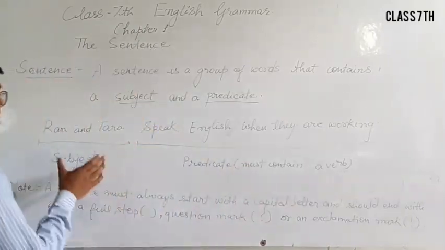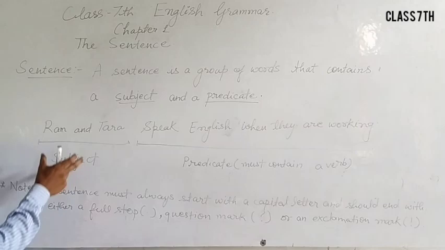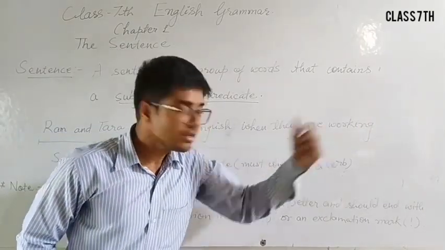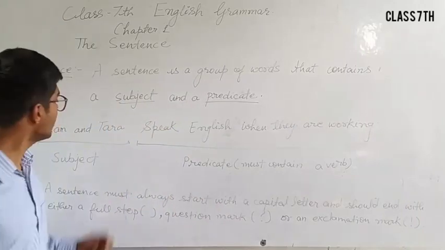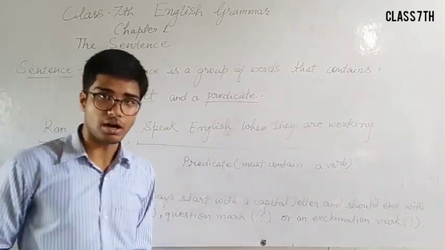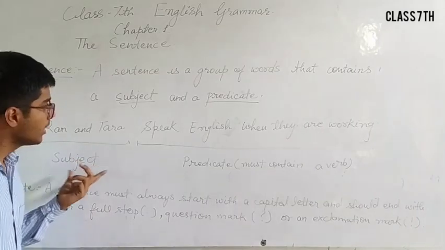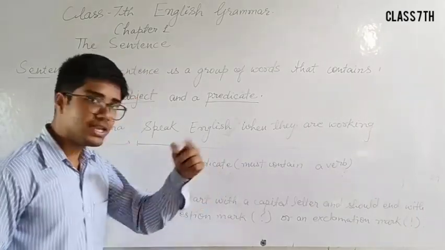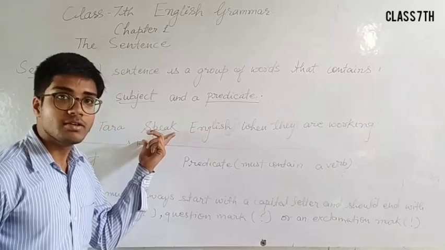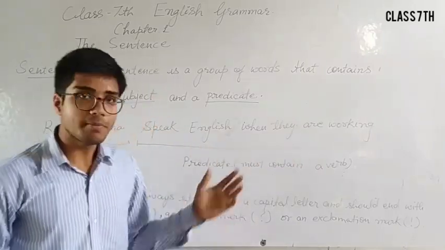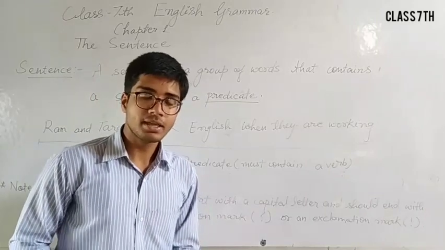Here we can see an example which says, Ram and Tara speak English when they are working. Here you can see Ram and Tara are two nouns which are used as the subject. Then in the predicate we can see speak, which is a verb. And then the following words complete the sentence.